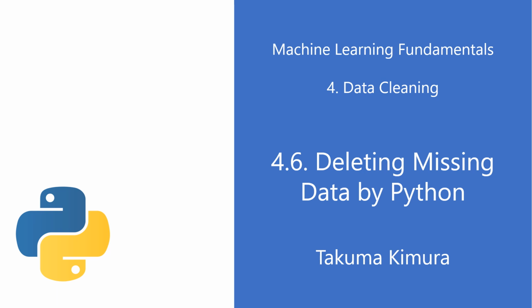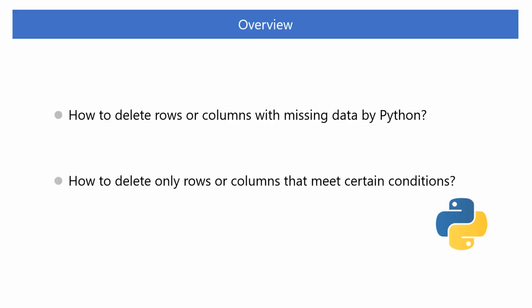Chapter 4, Section 5, Deleting Missing Data by Python. In the previous section, we learned the overview of how to handle missing values. In this section, I will explain how to delete rows or columns with missing data by Python.